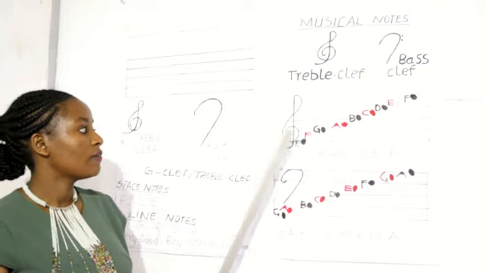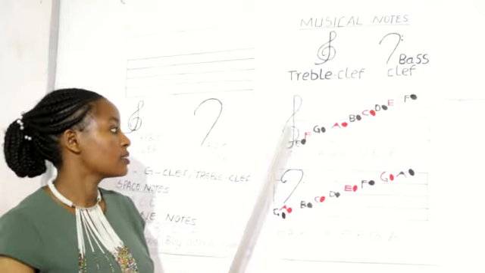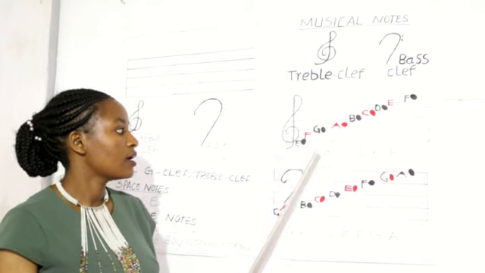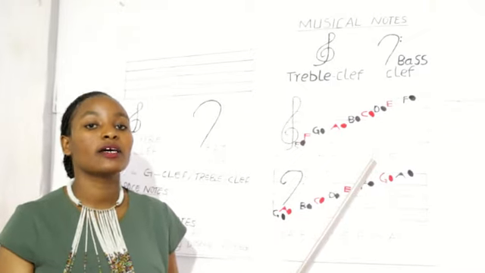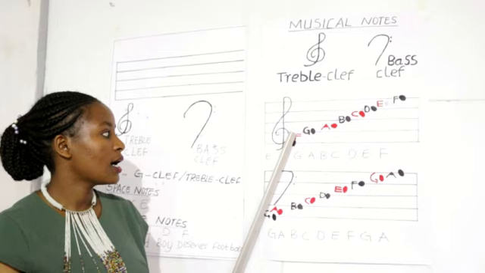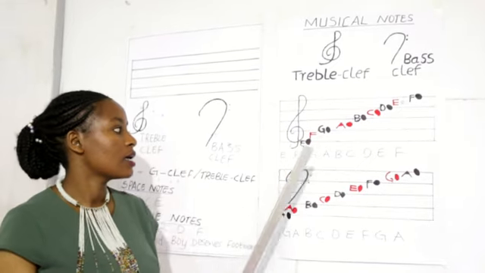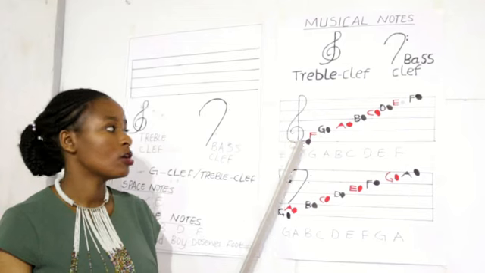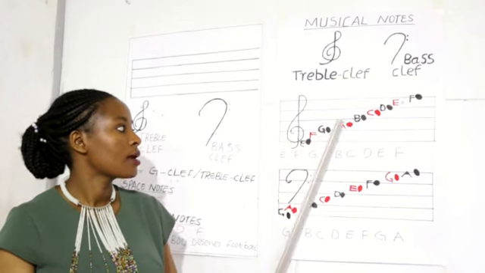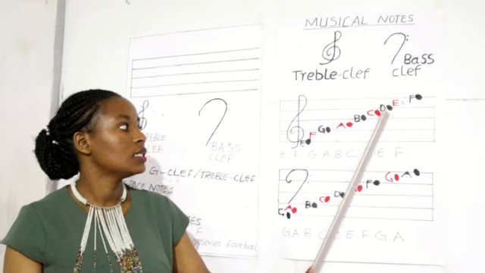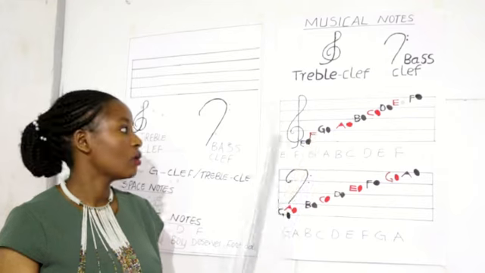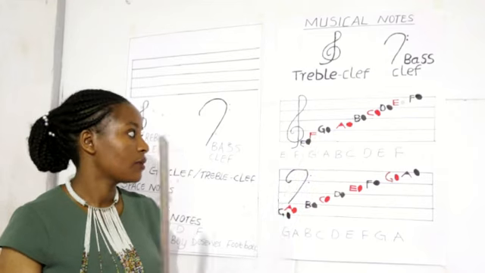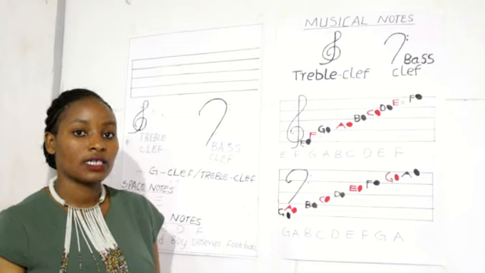Therefore, we have the space notes as F, A, C, E, which form the word face. We also have the line notes as E, G, B, D, F, which form the line notes of the treble clef. So actually we have that.